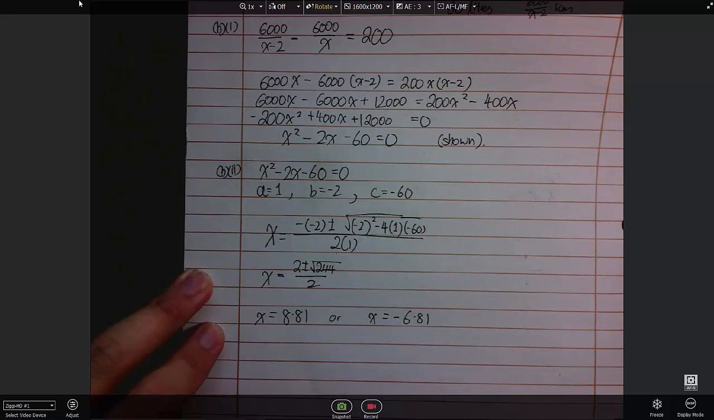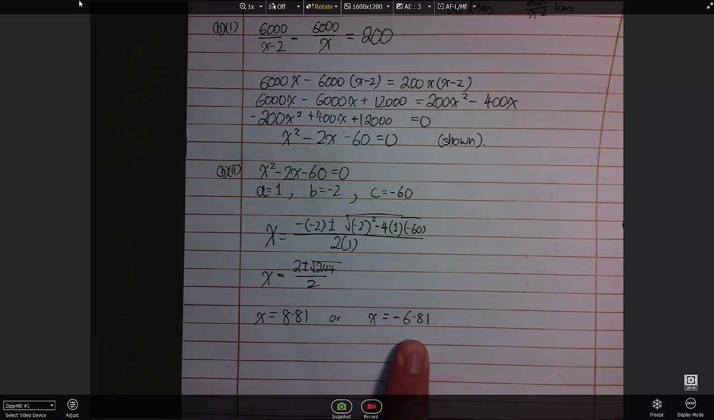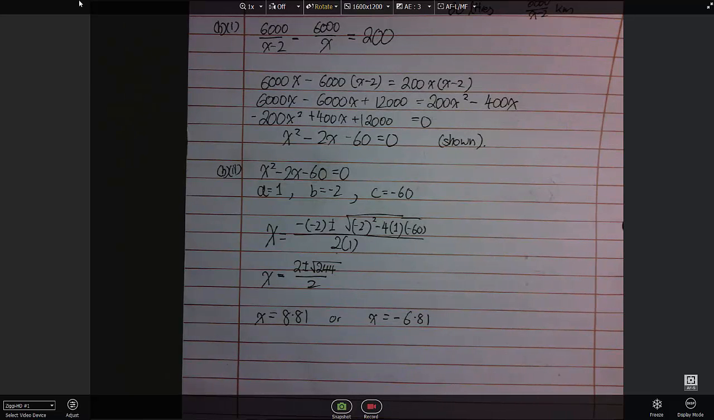So in the end, notice that you do not reject the negative answer here, because they say solve the equation. So you just solve the equation and leave it as x equals -6.81.